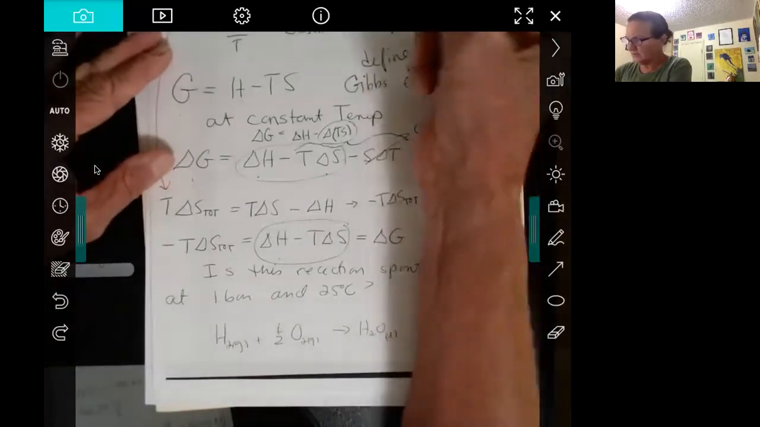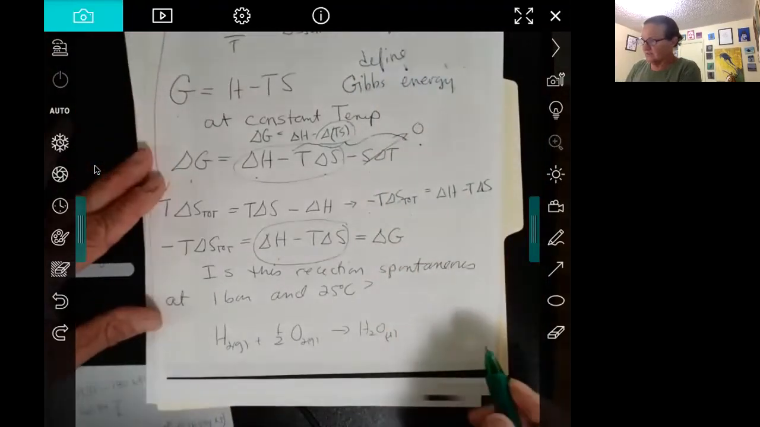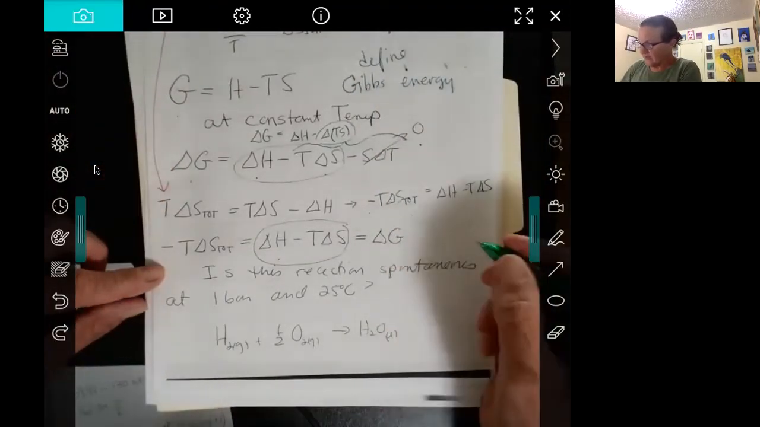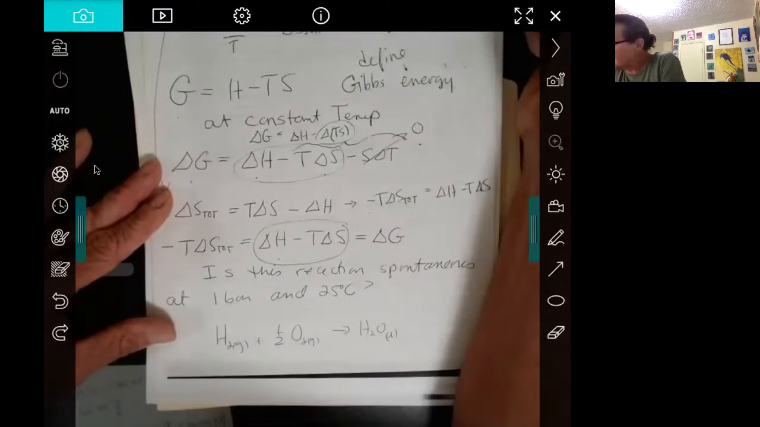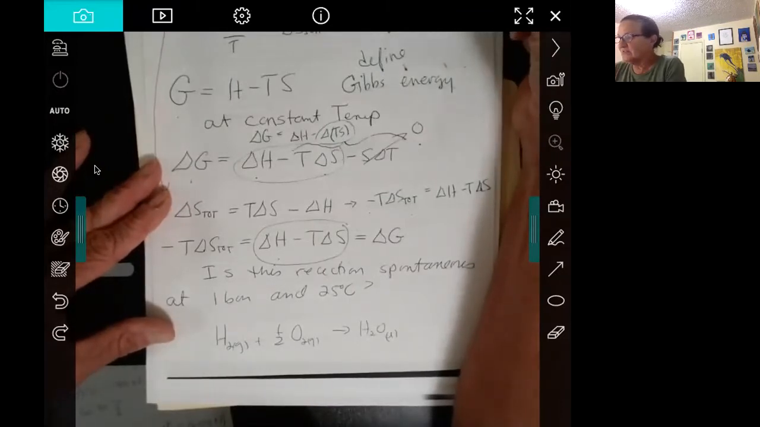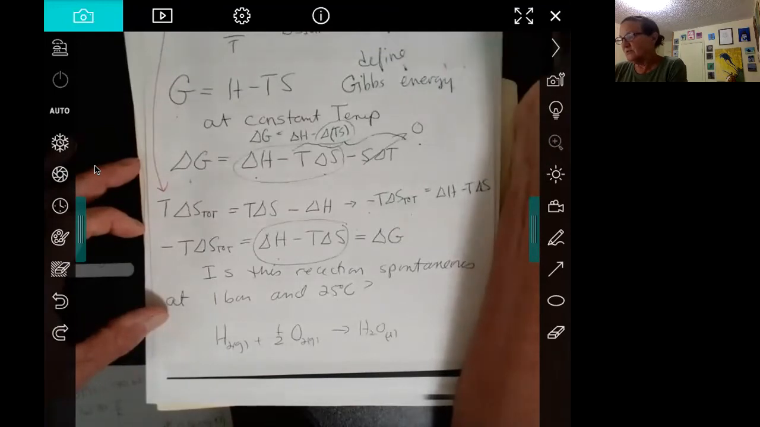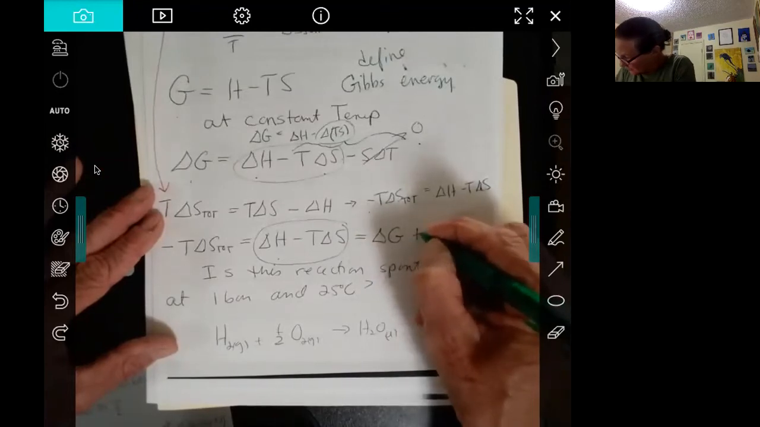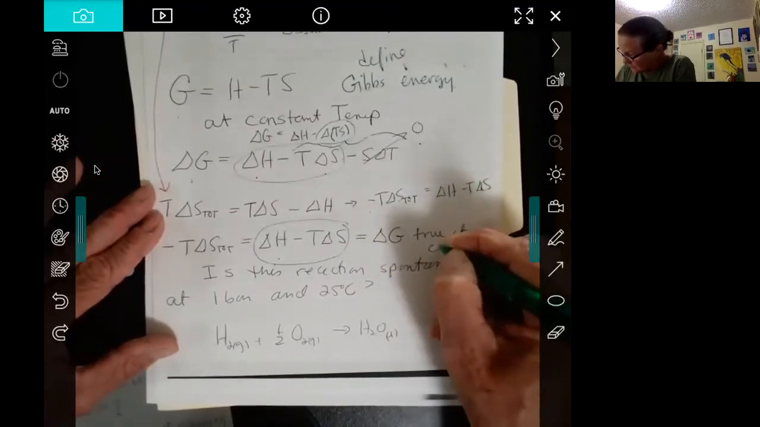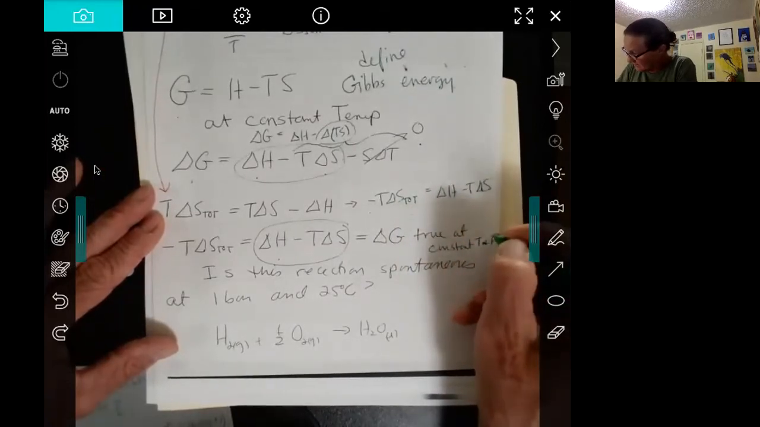Need to go back up here and make sure we remember this right here. This was only true at constant pressure. And the reason for that is that at constant pressure, remember that's the only time that Q equals delta H. So this is technically Q, but if we're at constant pressure, then Q at constant pressure equals delta H. So this right here is true at constant T and P.